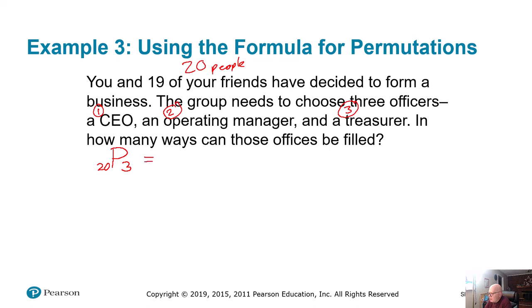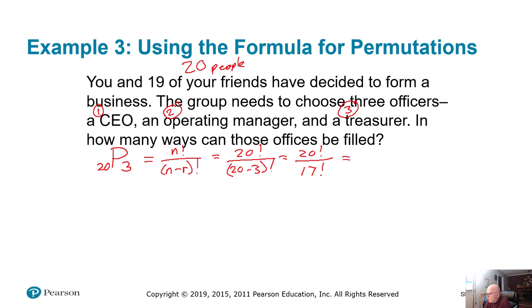Now what's the formula? It's n factorial over the factorial of n minus r. So what do we have? On the top, we have 20 factorial. On the bottom, we don't have 20 factorial. We take the 20 minus 3 first, then take the factorial. So we've got 20 factorial over 17 factorial. Now remember, this 20 factorial is 20 times 19 times 18, all the way down to 1. But once you get down here to 17 factorial, you can cancel all those out.